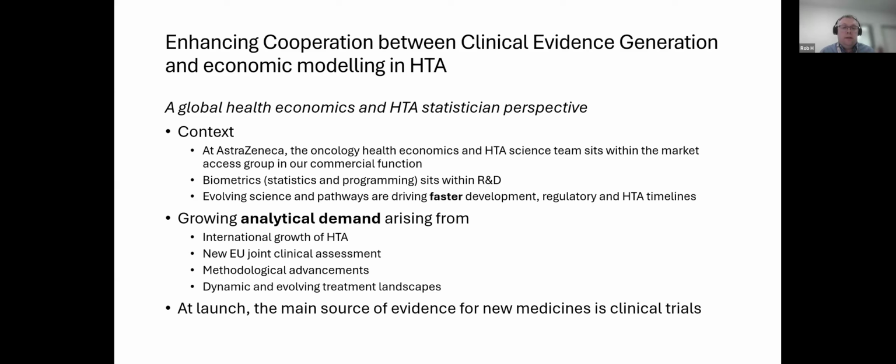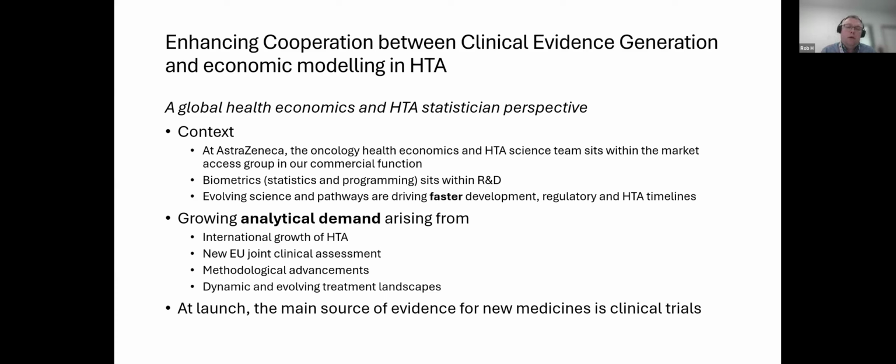In terms of where we find ourselves at the moment, I think we're definitely in a stage of evolution, which I think is fantastic. It gives us opportunities. It also leads to challenges, and many of those challenges my fellow panelists have raised as well. But we're seeing evolving science and regulatory pathways. Everything is getting much faster. Timelines are shrinking. There's a real need and demand to get decision making done quicker, which is good in many respects, but also challenging from a development perspective.